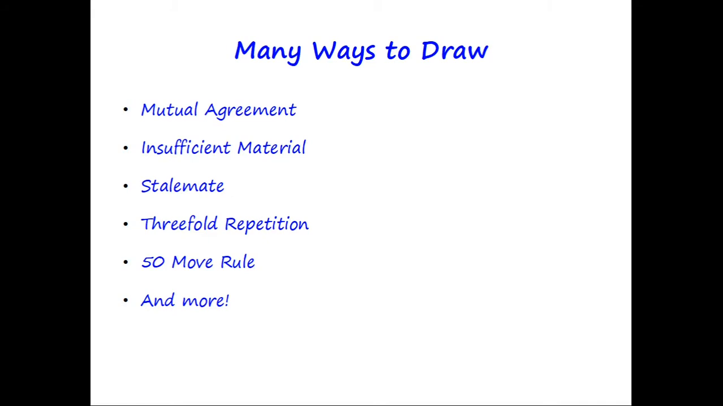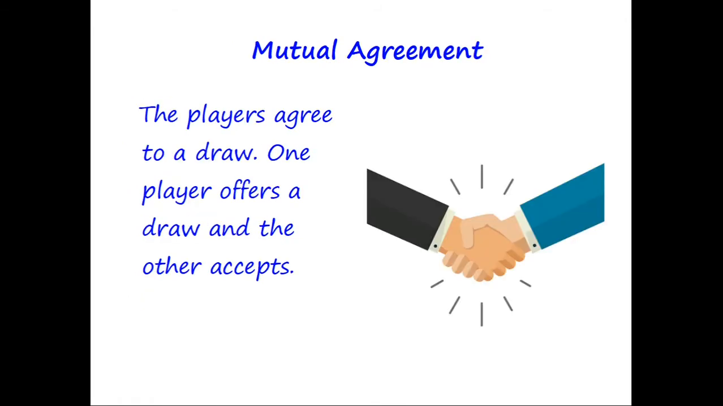There are many ways a game can end in a draw, and we'll now briefly go over each one before we go to the game positions. So the first one is kind of obvious. You offer a draw, your opponent accepts, and the game ends in a draw.